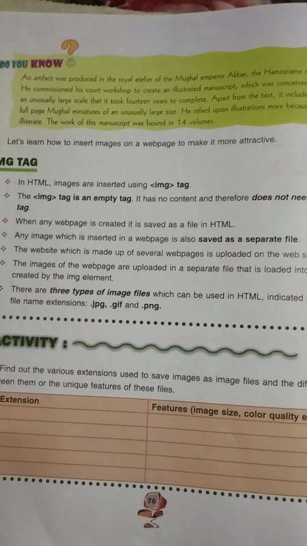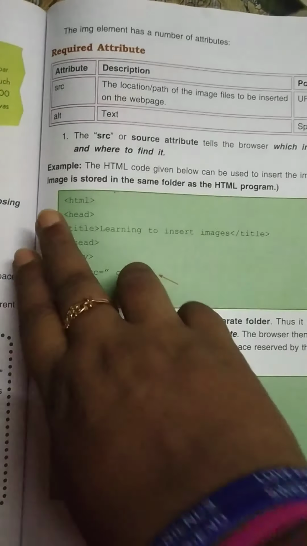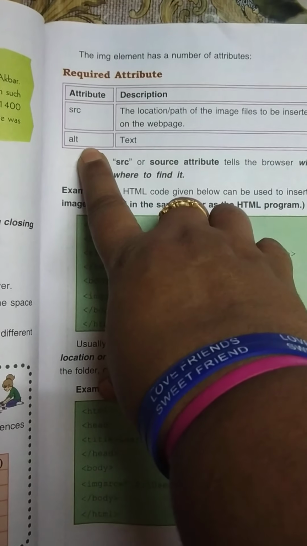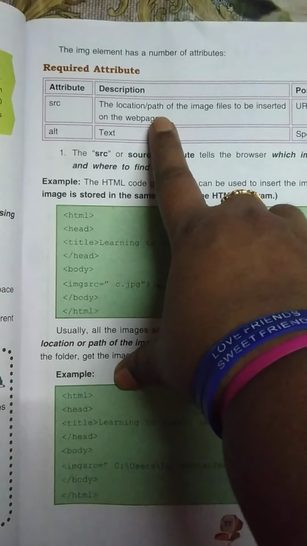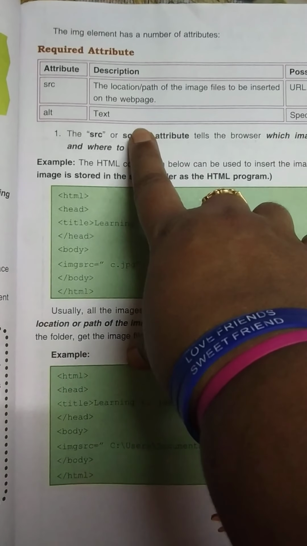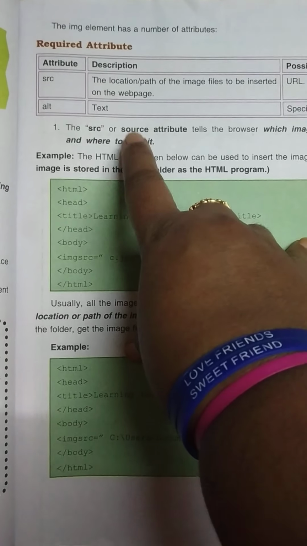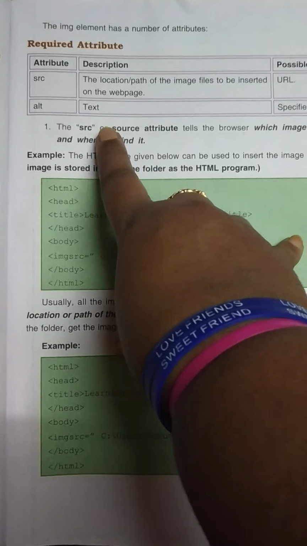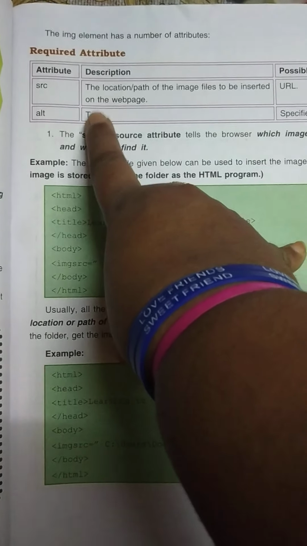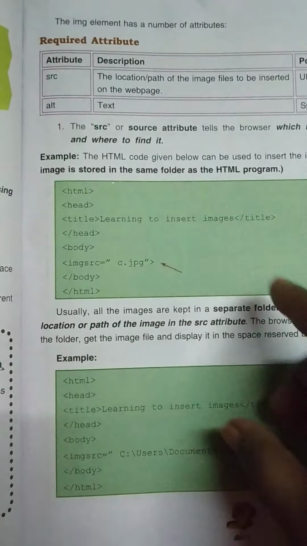Coming to the attributes of the image tag. There are two attributes, src and alt. Source means the location path of the image to be inserted, and alt means alternate text. Like suppose in your web page you write hello, and when you click on hello, that particular image will be shown. So this is an alternate text. You may give this attribute or you may not give it, but the main attribute for your image tag is the src or source attribute.